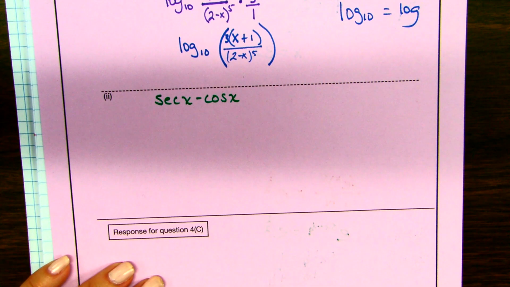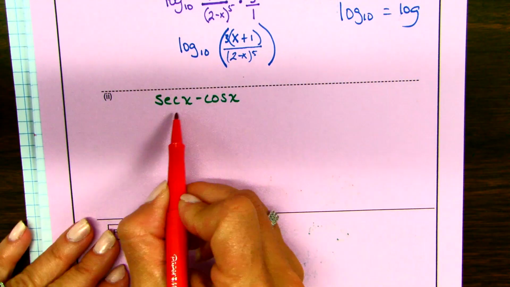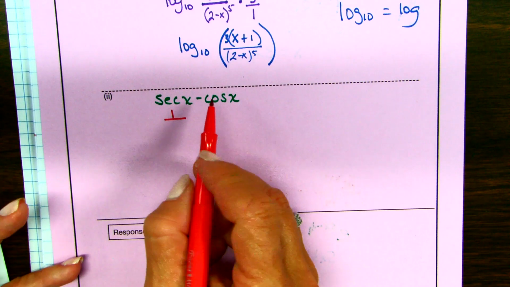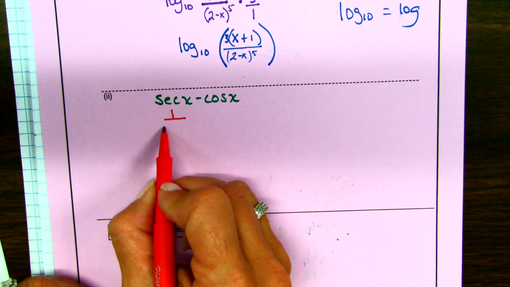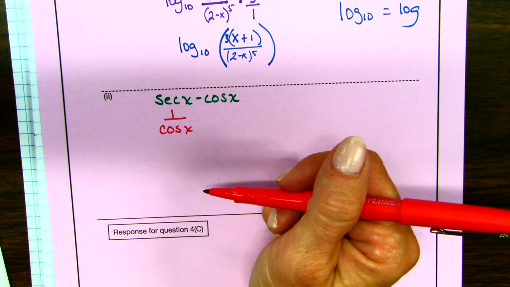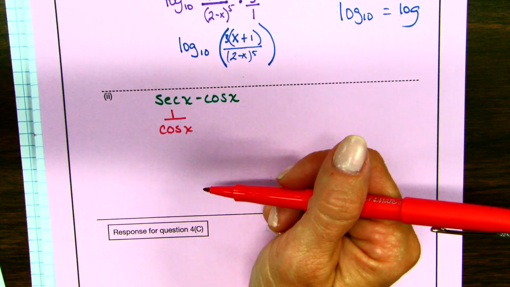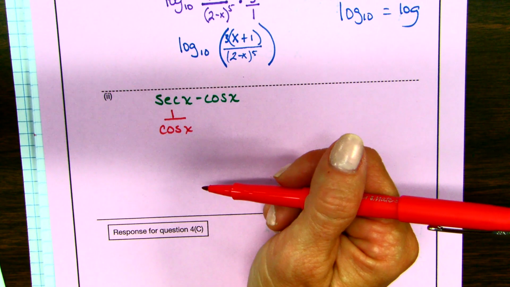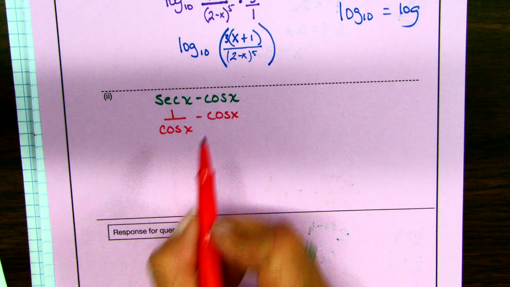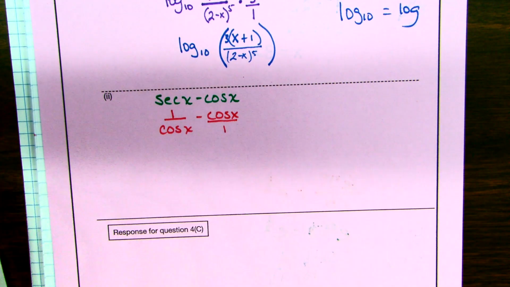I'm good at these, and I don't always have a plan. I just do one thing. And one thing I know I can do is change anything that's not sine and cosine to sine and cosine. So I'm going to change my secant to its reciprocal function, 1 over cosine. Remember, secant goes with cosine, and sine goes with cosecant. All right? And really, I don't know what else to do with this except combine them into one fraction.